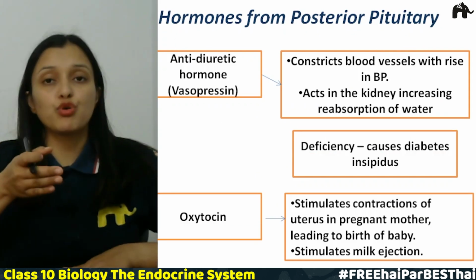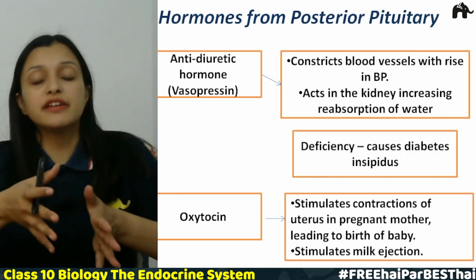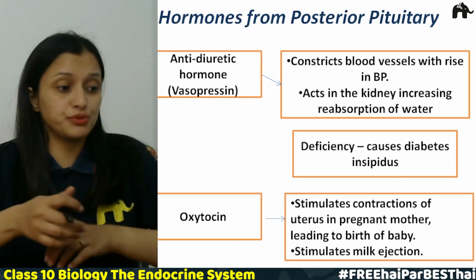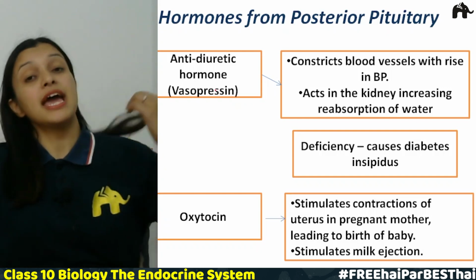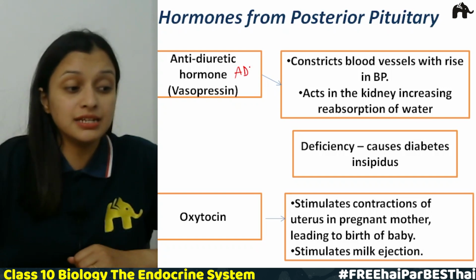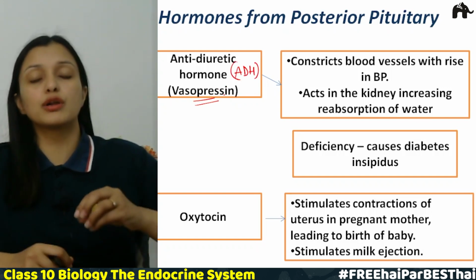Now the next portion of the pituitary is the posterior pituitary. So let us talk about the hormones which are secreted by this posterior pituitary. The first one is antidiuretic hormone, which is also called in short ADH or vasopressin. So this is the hormone.